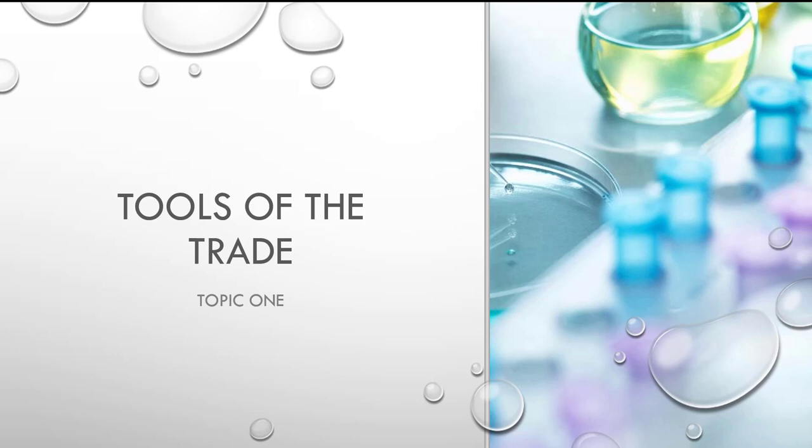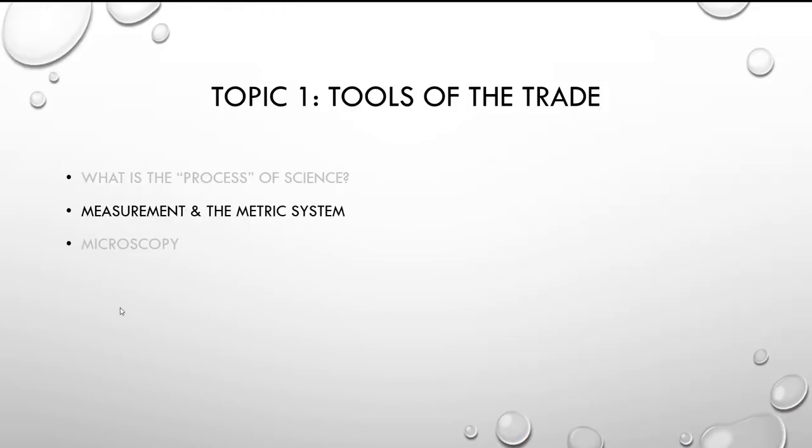So this is our second video for topic 1, tools of the trade. We've already covered the first part of topic 1, which was what is the process of science. Now we're going to get into how we measure things, and we're going to introduce ourselves to the metric system.